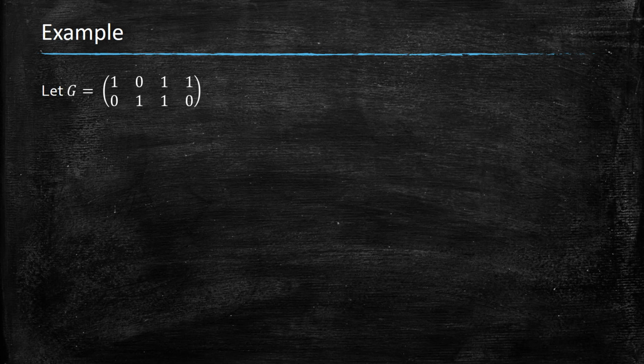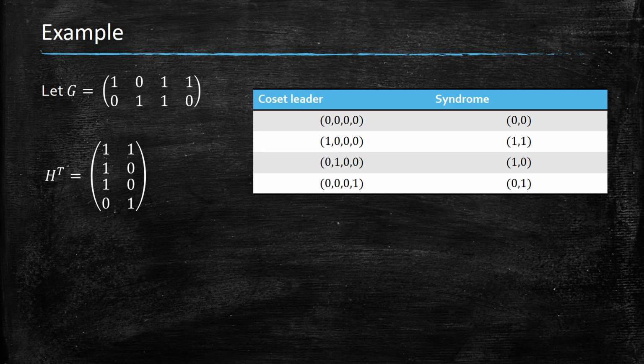So here is an example. Let G be the matrix we previously calculated, and here is the table of all coset leaders. The coset leader of syndrome 0, 0 is the vector of all zeros, and then we find that the coset leader of 1, 1 is that vector. It turns out here we're only looking for 4 coset leaders, so we do not even cover all vectors of weight 1.